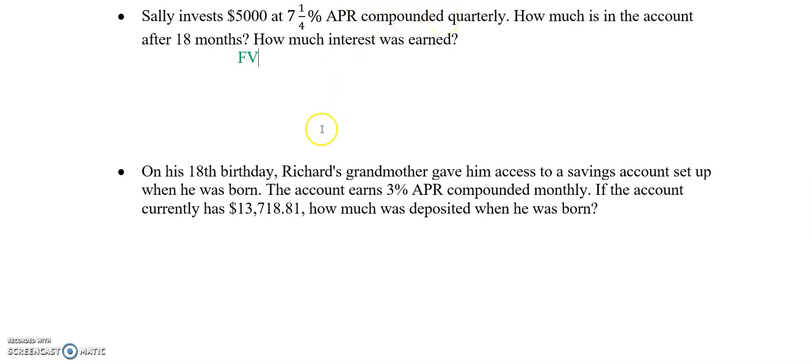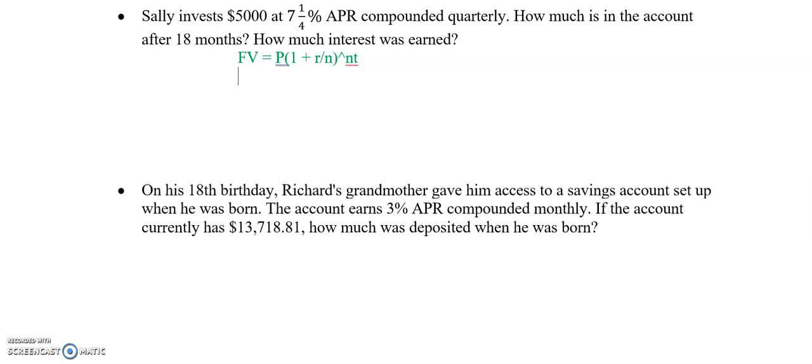So that tells me I'm going to be using the formula that FV equals P times (1 plus R divided by N) to the NT power. And so FV is the future value, how much is in the account after 18 months. So that's going to be what we're looking for. The P value is the 5,000, or the initial amount that we invest. 1, of course, is always 1.